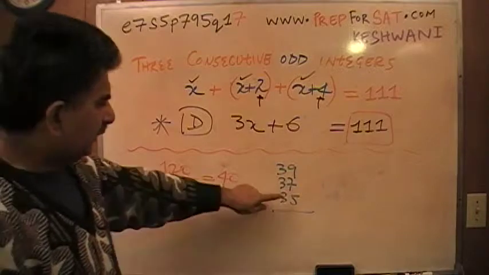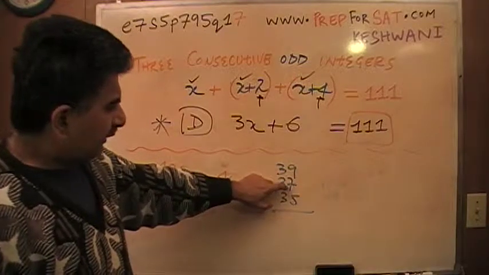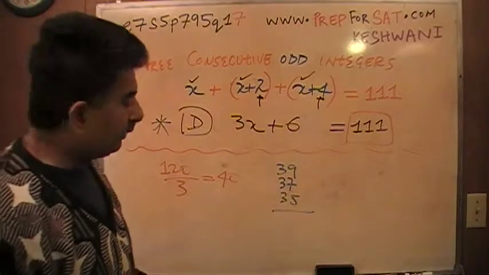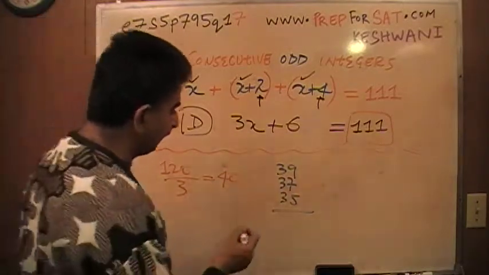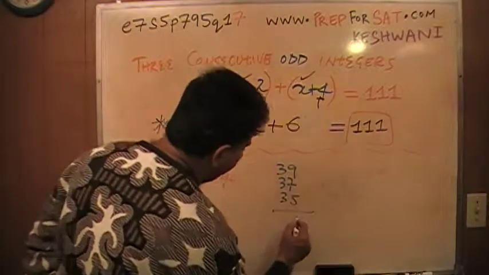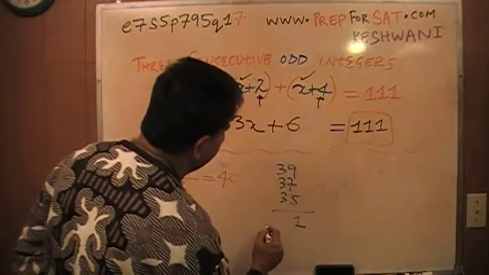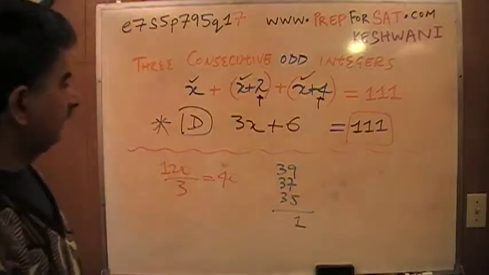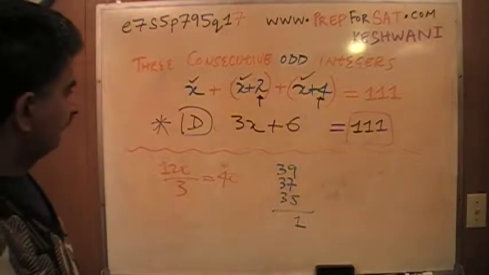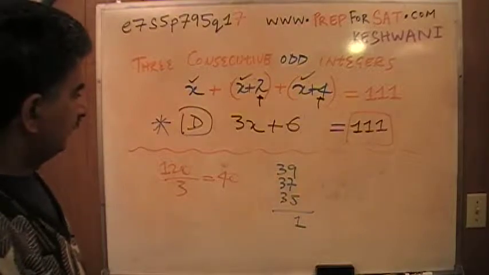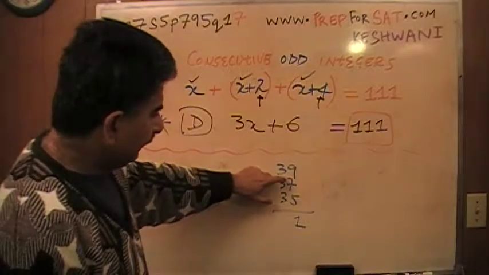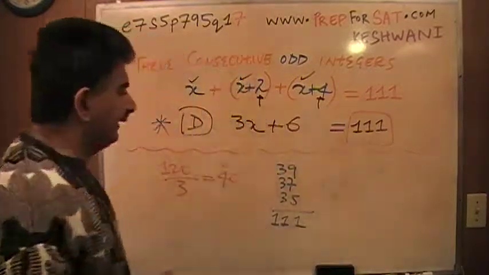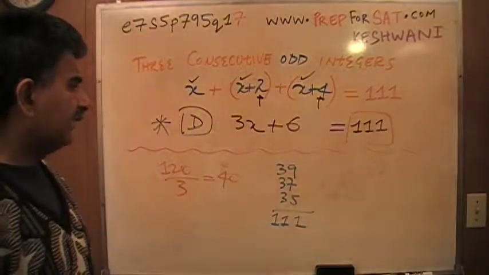Well, let's see. 9 plus 7 is going to be 16 plus 5. Oh, there we go, by golly. We got lucky on the first try. I thought I would have to try more. Anyway, this is 12 plus 9 is 21. There you go. 111. So that tells me that my 3 numbers are 39, 37 and 35.